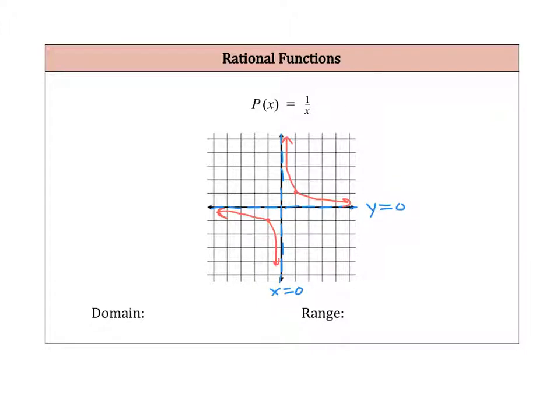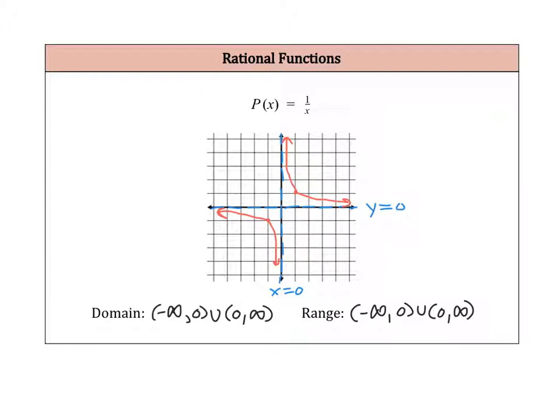So our domain and range are both restricted. Our domain is going to be everything except for 0. So negative infinity to 0 or 0 to positive infinity. And our range is the same, everything except for 0. So negative infinity to 0 or 0 to infinity. So this is the basic graph of a rational function.